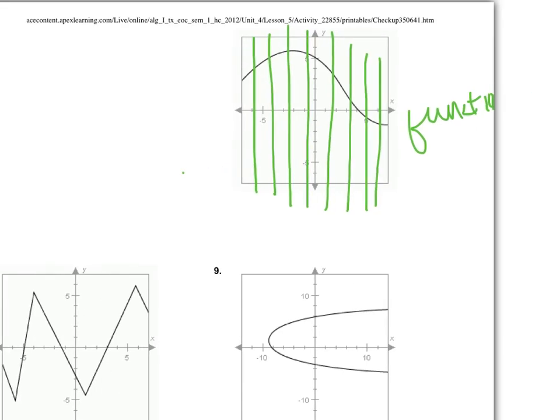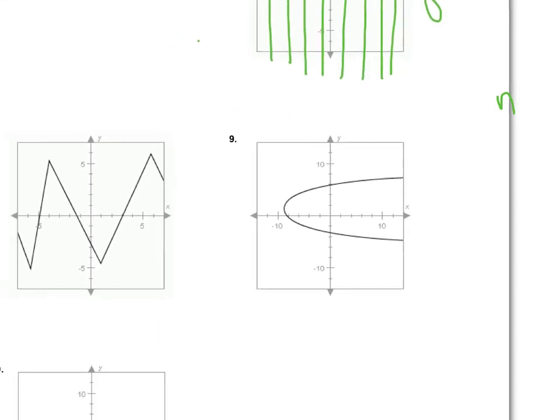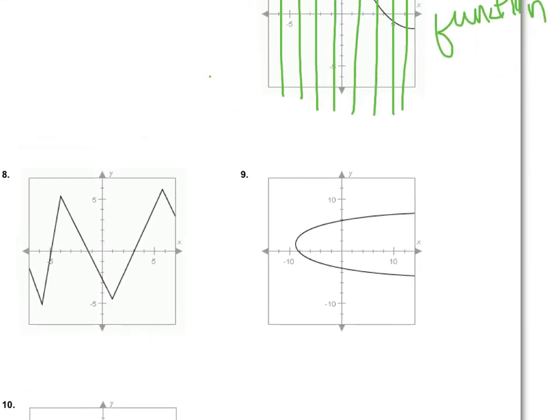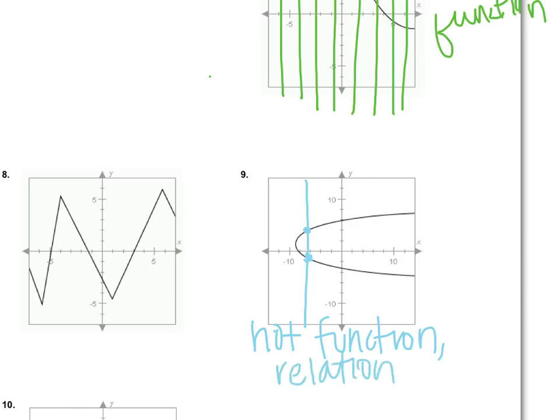And lastly, we have number 9. We want to know if this is a function, so we do the vertical line test. Well, this line touched the graph twice, so this would not be a function. But remember, it is still a relation. And number 7 is also a relation. Because if it's a function, it's also a relation. They always work together.